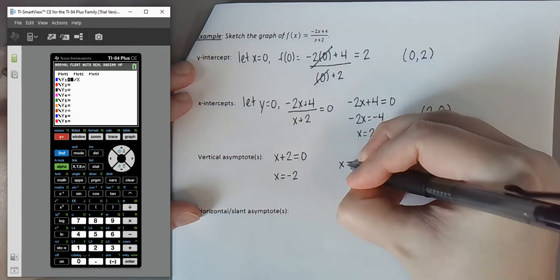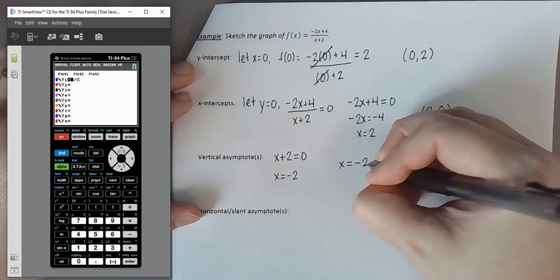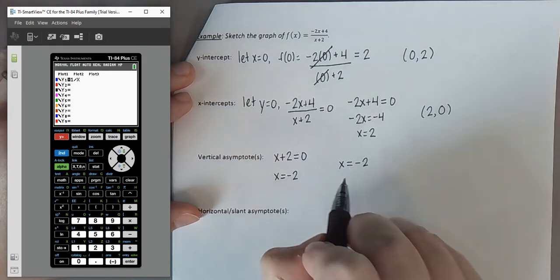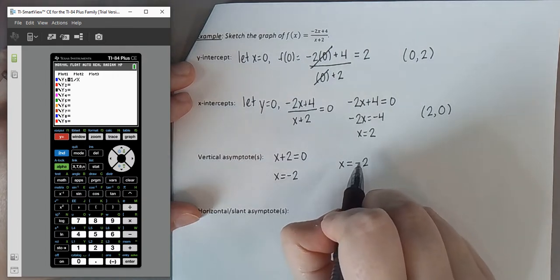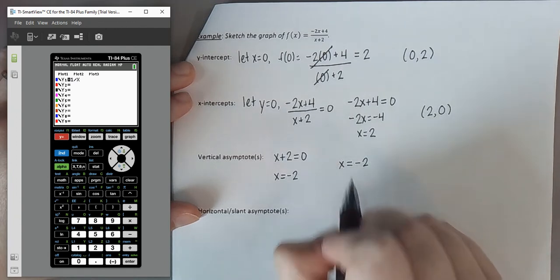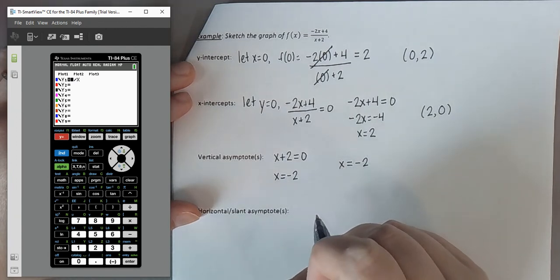Remember, when you write the actual equation, you need the x equals part. Don't just say the vertical asymptote is negative 2. It's the line passing through x equals negative 2. So the equation is going to be important. The x equals part is important.